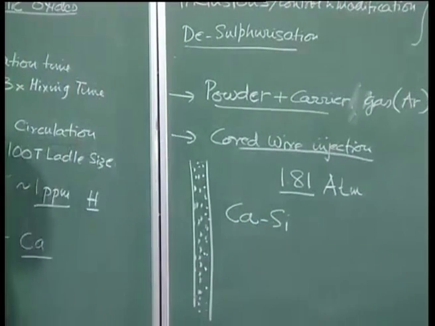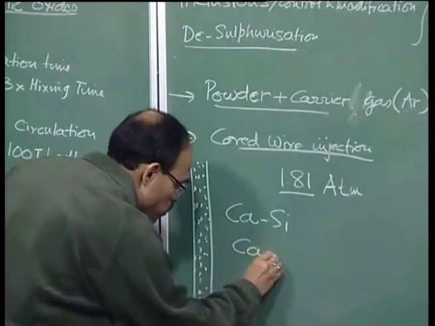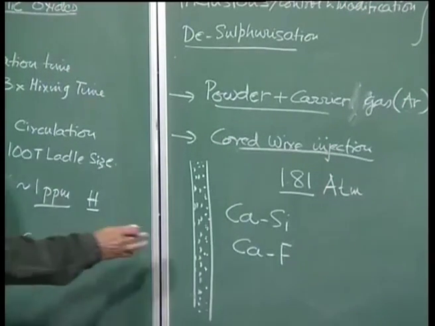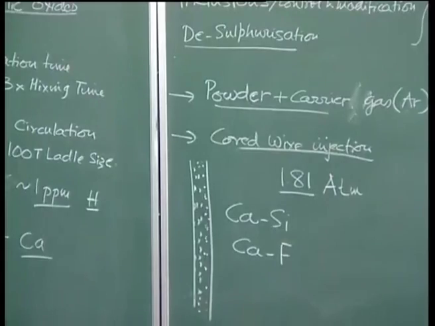So we can have CaSi wire, calcium silicide injection, and calcium fluoride, CaF2 wire. Okay, so both ways they are injected, the powders could be calcium silicide or calcium fluoride, and not in pure form though, and that's the way they are injected into steel.